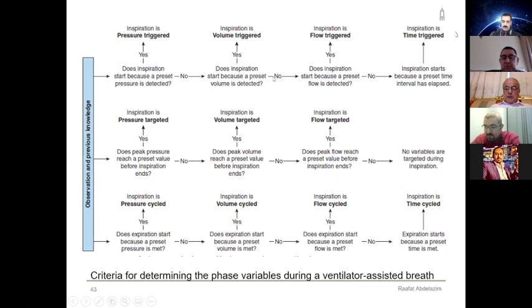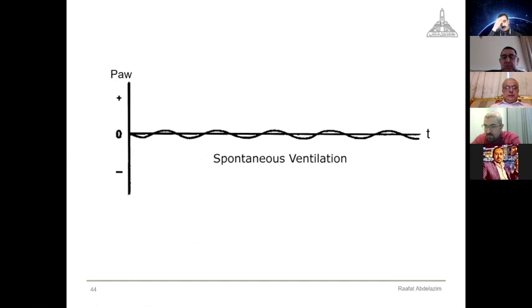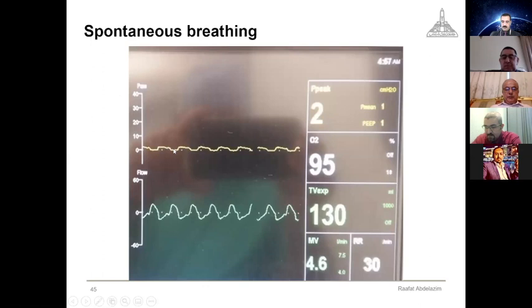As I said before, during spontaneous breathing, the airway pressure changes are negative during inspiration and positive during expiration. If we give the patient a muscle relaxant, everything will be controlled. This is a display of the patient's spontaneous breathing. This is the airway pressure changes: zero, minus, plus. And this is the sinusoidal waveform of spontaneous breathing: inspiration, expiration, inspiration, expiration. During controlled mechanical ventilation, there is no negative.